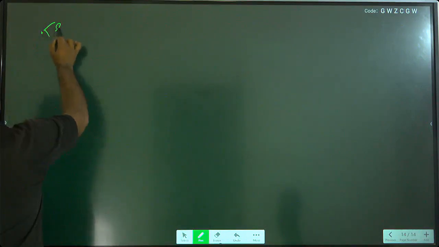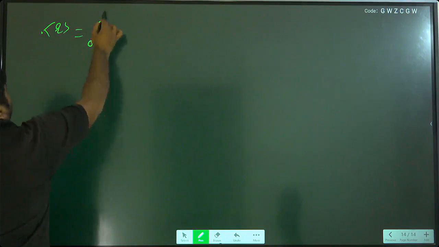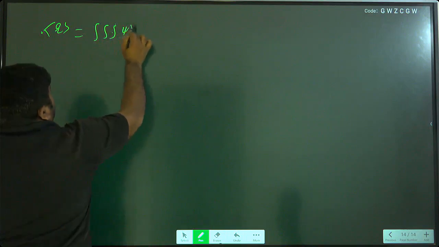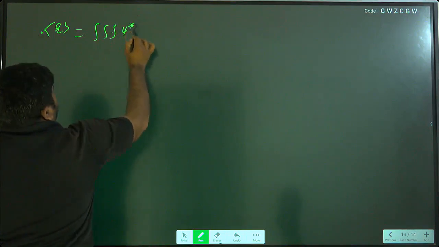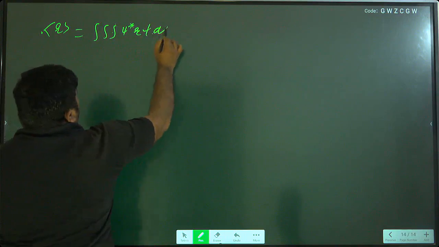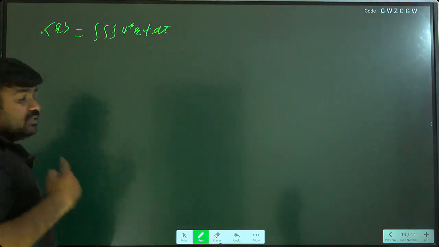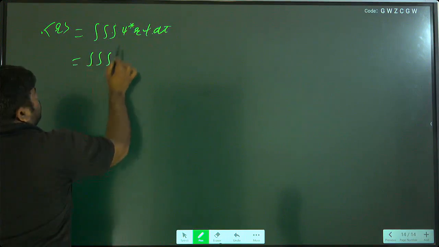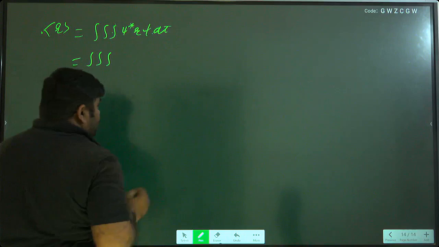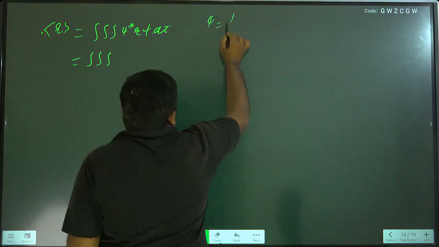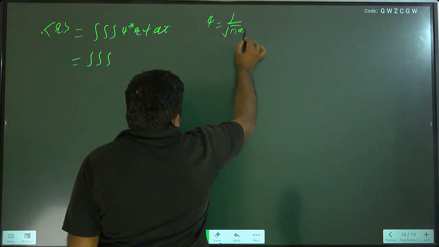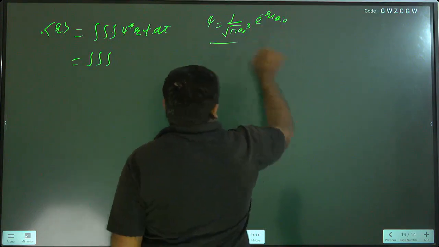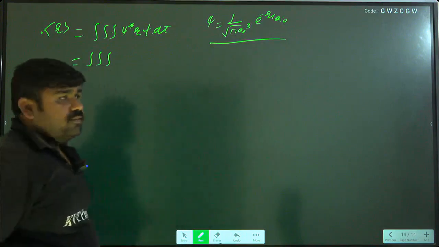And what is the r formula? Expectation of r is equal to limit 0 to infinity, triple integration psi star r psi into d tau. Why can we choose the d tau? Because system is 3D. Hydrogen atom is a 3D system. Then integration psi star. What is the value of psi? They are given psi is equal to 1 upon under root pi a naught cube e to the power minus r upon a naught. Okay, they are given these values.